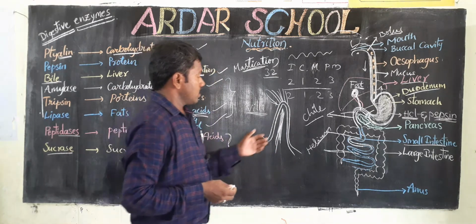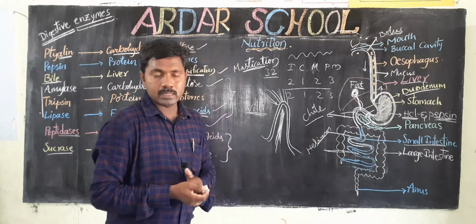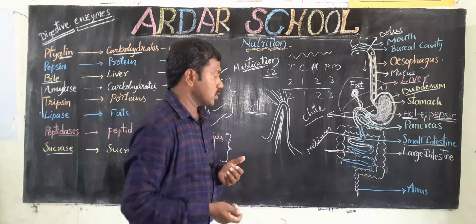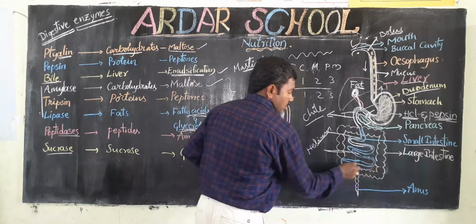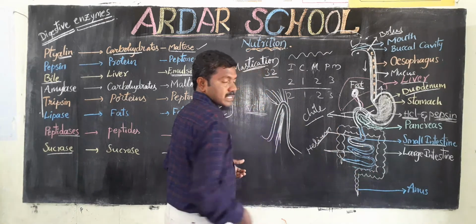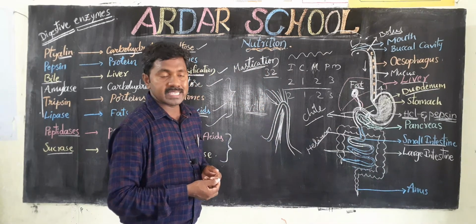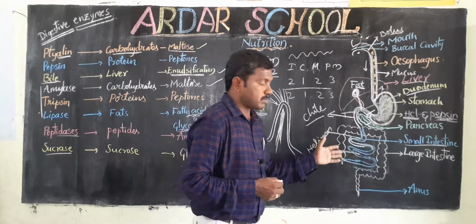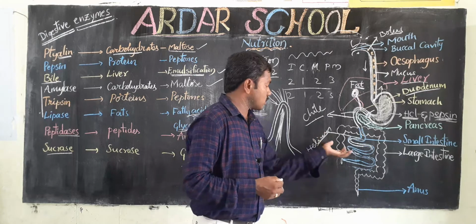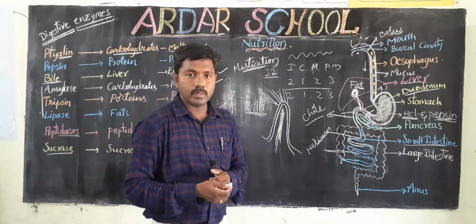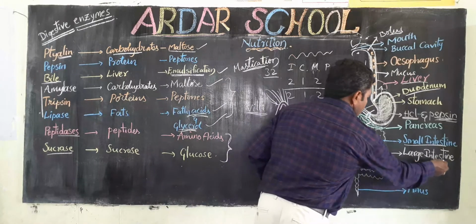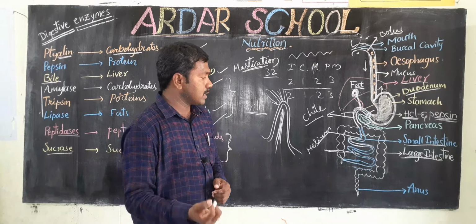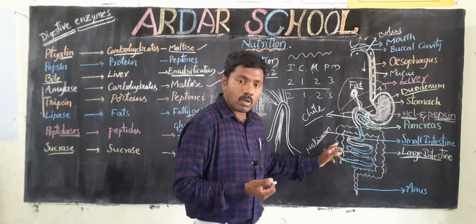Next one. The remaining waste materials, meaning the remaining undigested food and water, are moved to the large intestine. In the large intestine, most of the water is absorbed, and some minerals. Water is absorbed by the large intestine.